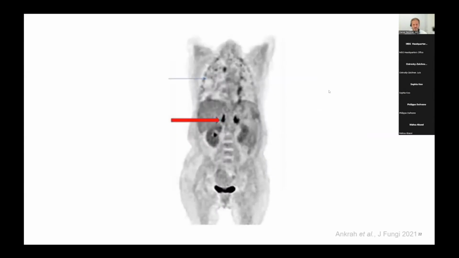However, you can also detect very small lesions, as shown here in this picture. There was primarily a problem in the lungs, but via PET, the colleagues were able to detect the adrenal infiltration of the fungus. Very rare, but not easy to detect in conventional imaging.